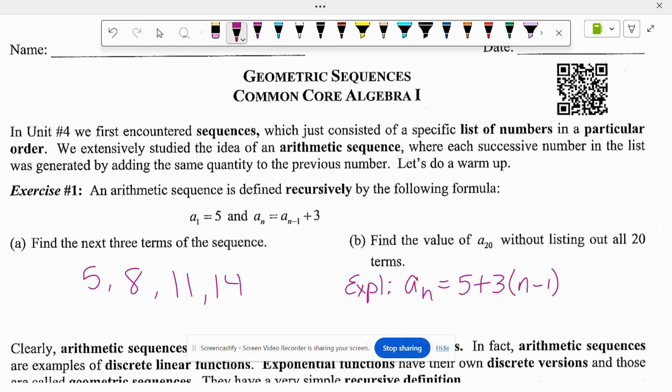So if I want to figure out what the 20th term is, I have to say, well, A of 20 equals 5 plus 3 times 20 minus 1, which is 19. So let's see, 57 plus 5 is, what do we get? 62. Okay, 62.